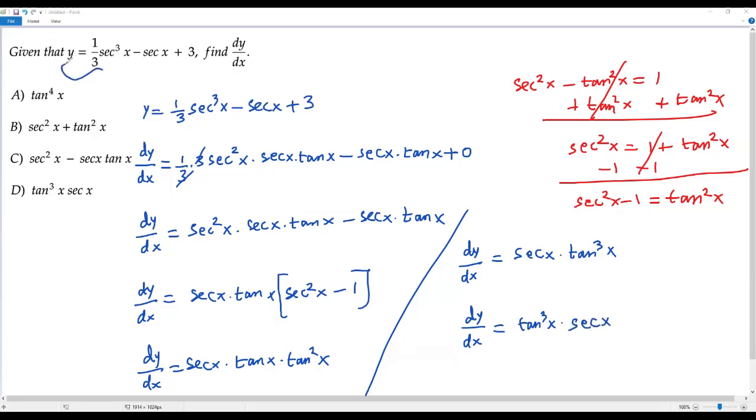Okay, now for this given function, I got dy over dx, that is the derivative of y with respect to x. Its result is tan cube x times secant x. We find this exactly in answer choice D. The correct answer choice for this question is D.